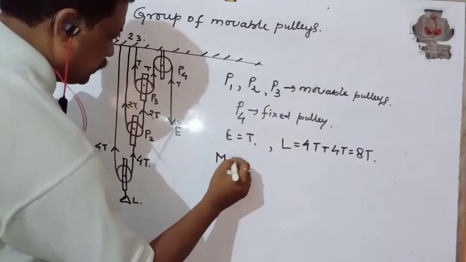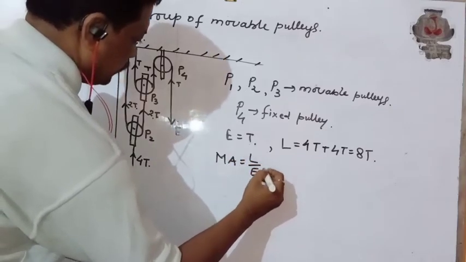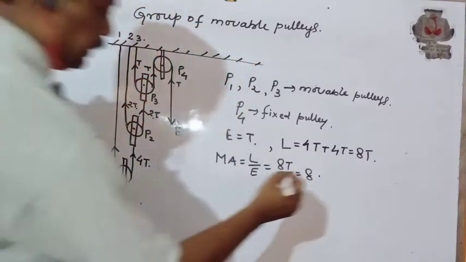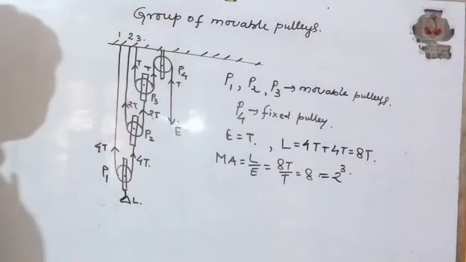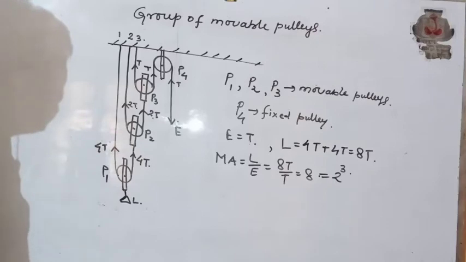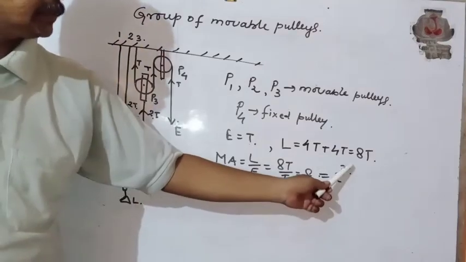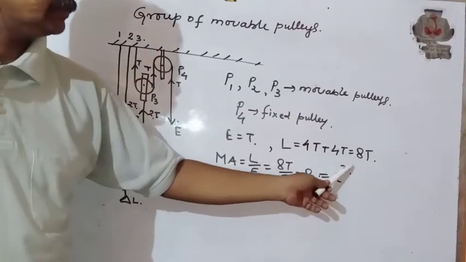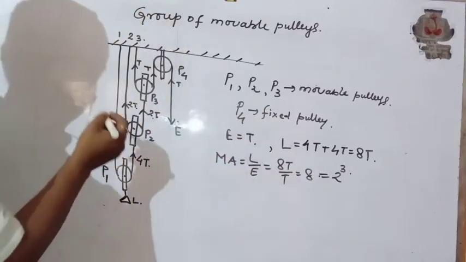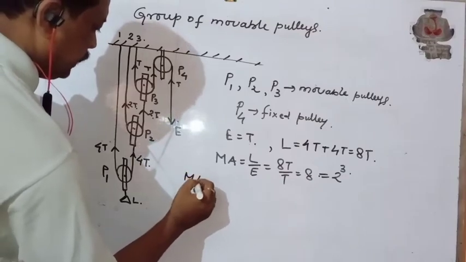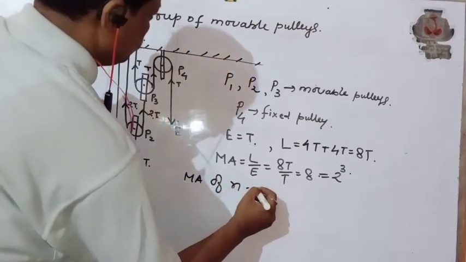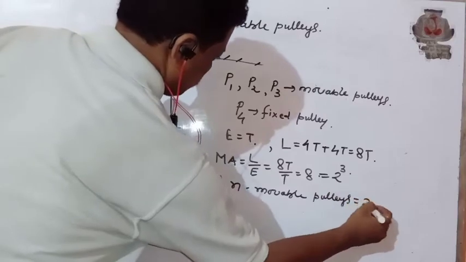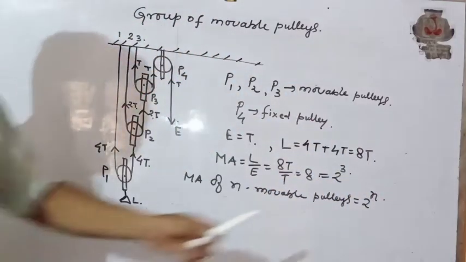So what is the mechanical advantage? Mechanical advantage is load by effort, that is 8T divided by T, which is 8. Now 8 means 2 to the power 3. Since there are 3 movable pulleys, the mechanical advantage is 2 to the power 3. If we use only 2 movable pulleys, then the mechanical advantage will be 2 to the power 2. So, using a general term, the mechanical advantage of n movable pulleys will be equal to 2 to the power n, where n is the number of movable pulleys.